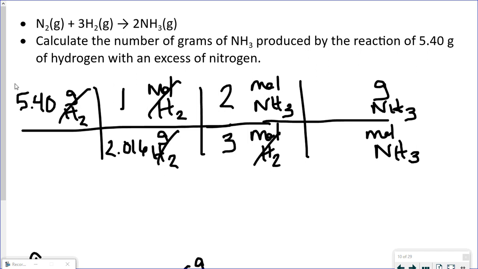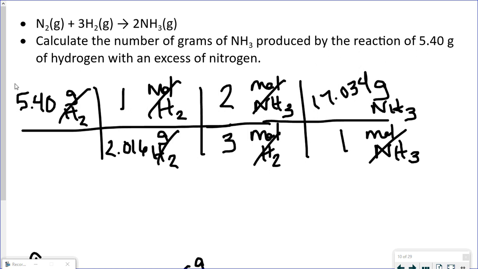Remember, grams per mole is molar mass, and it's always out of 1 mole. To find molar mass, you need to add them together. Nitrogen has a mass of 14.01 plus 3 hydrogens that are 1.008 apiece, for a molar mass of 17.034 grams. So that will cancel out moles of ammonia, leaving us with grams. So we're ready to punch in the calculator.